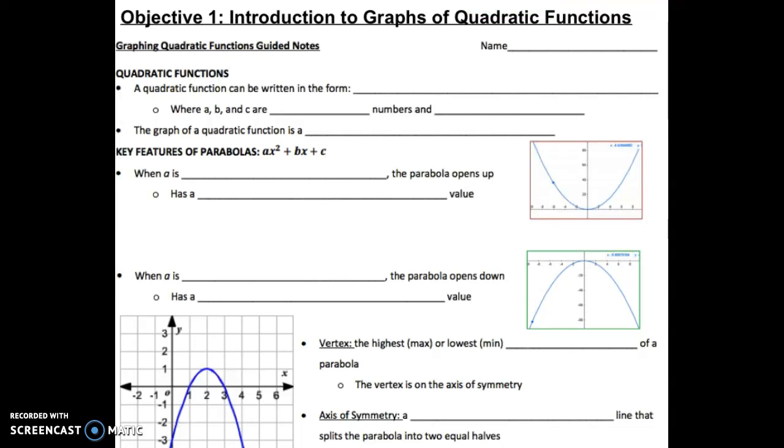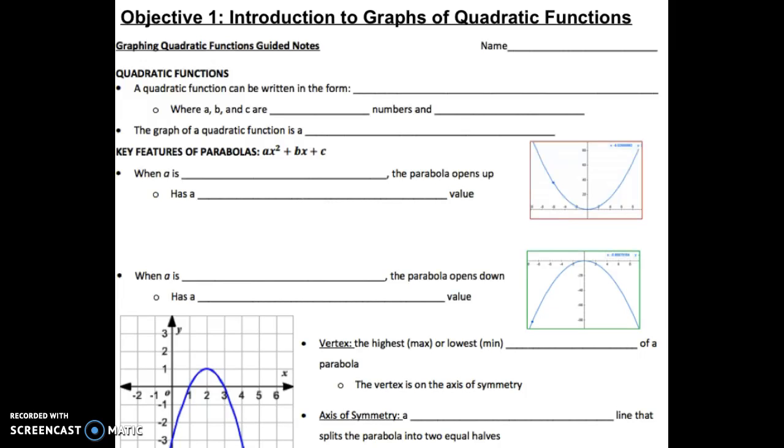Beginning of Module 2. Objective 1 is an introduction to graphs of quadratic functions. Quadratic functions are considered to have the power of 2.